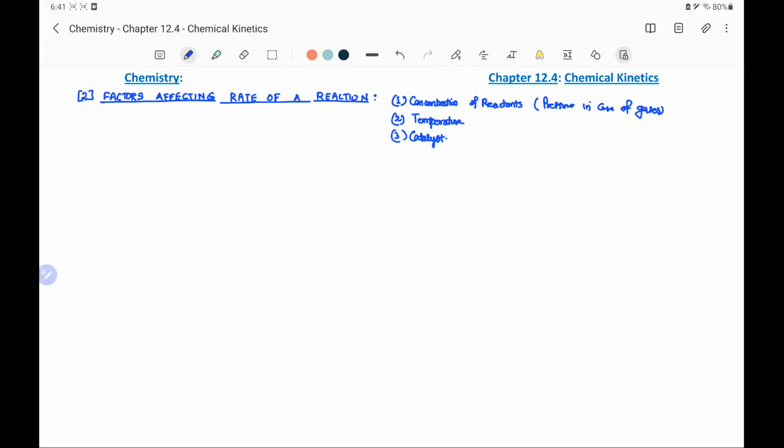The factors affecting the rate of reactions are: number one, the concentration of the reactants, or pressure in case of gases; second is temperature; and third is catalyst. Suppose we take a general chemical reaction. This is aA plus bB gives cC plus dD.